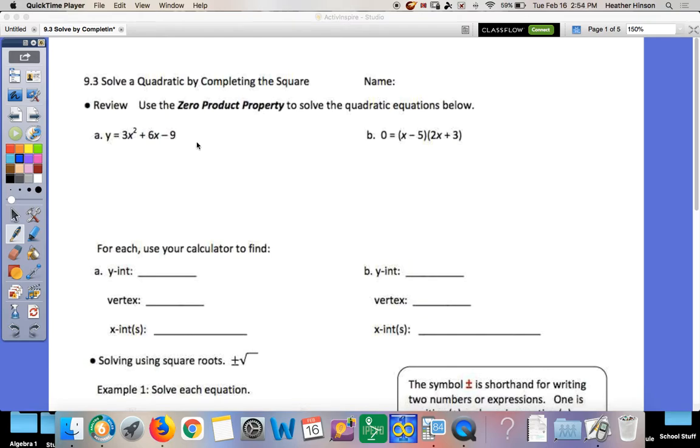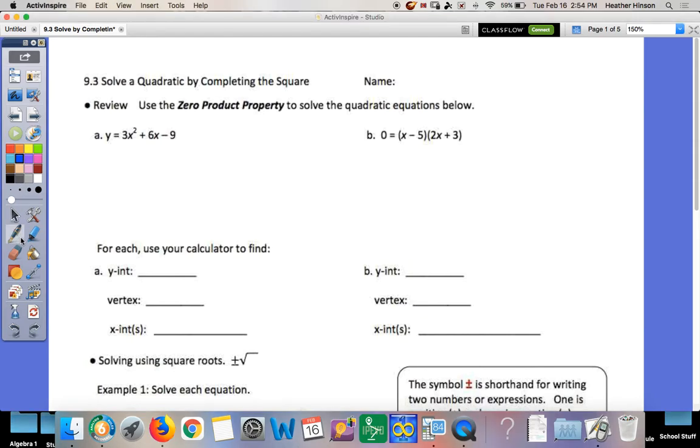Okay, today we're going to look at lesson 9.3. This is solving the quadratic by completing the square. We looked at completing the square the other day by just getting vertex form. This time we're going to take it one step further and actually solve that whole equation instead of just converting.